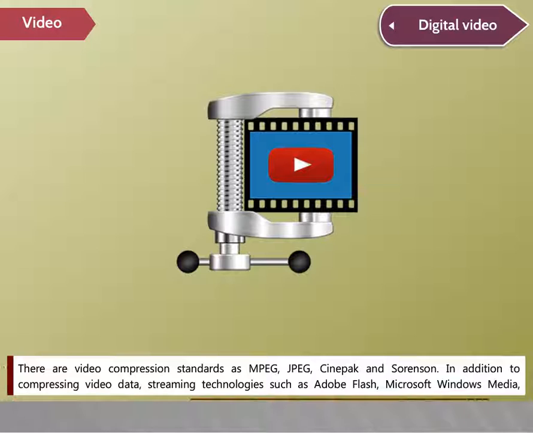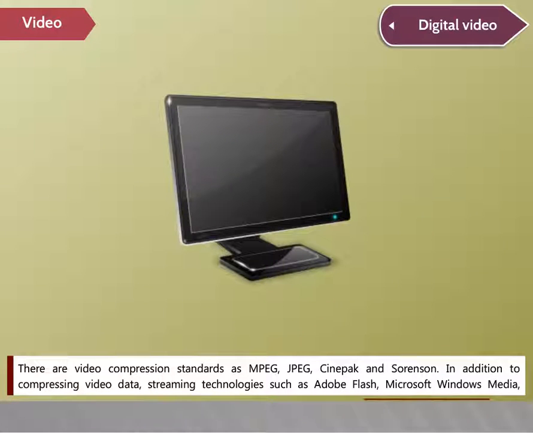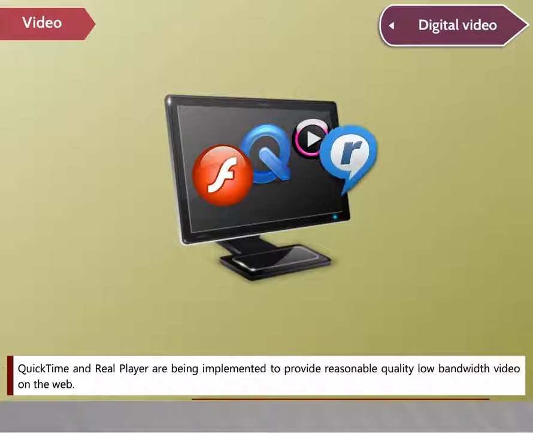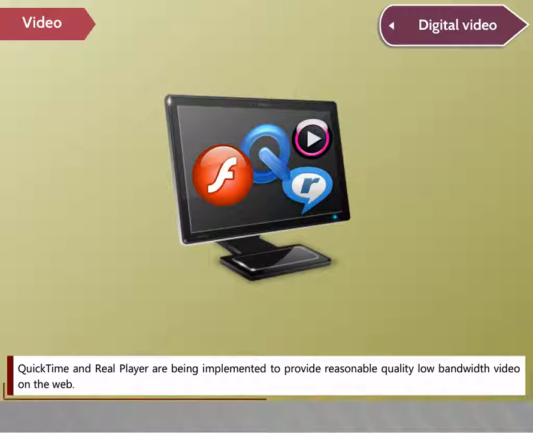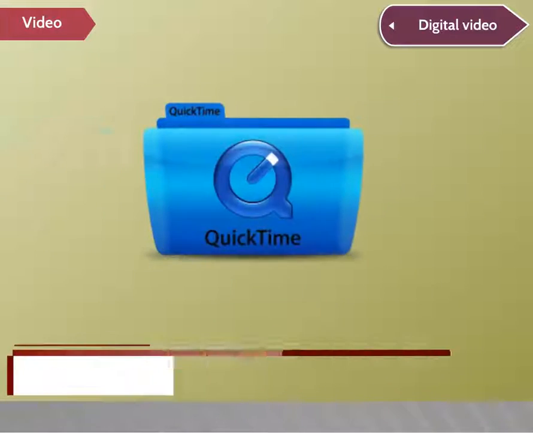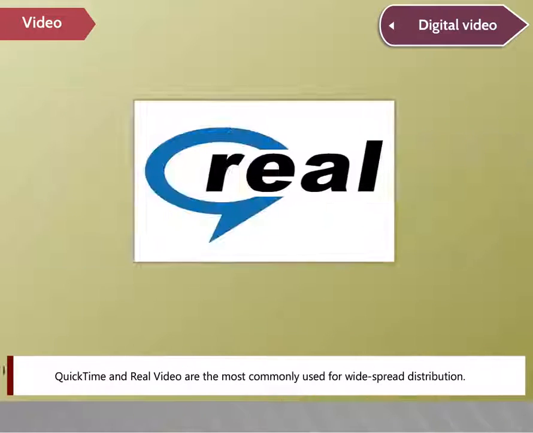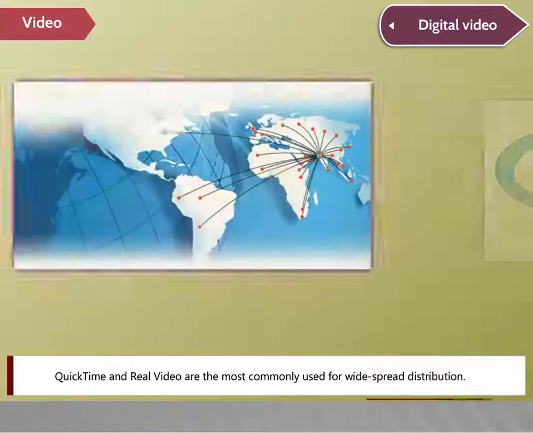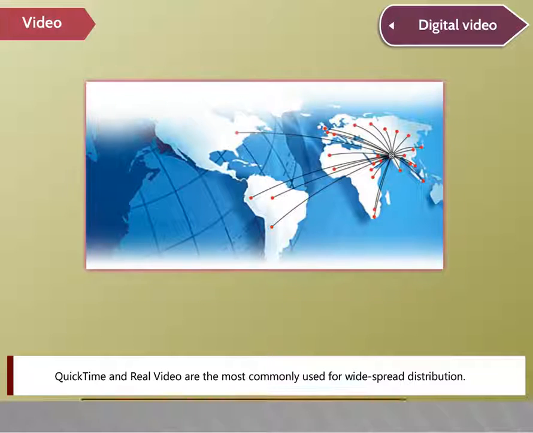There are video compression standards such as MPEG, JPEG, CinePak, and Sorenson. In addition to compressing video data, streaming technologies such as Adobe Flash, Microsoft Windows Media, QuickTime, and RealPlayer are being implemented to provide reasonable quality, low bandwidth video on the web. QuickTime and RealVideo are the most commonly used for widespread distribution.